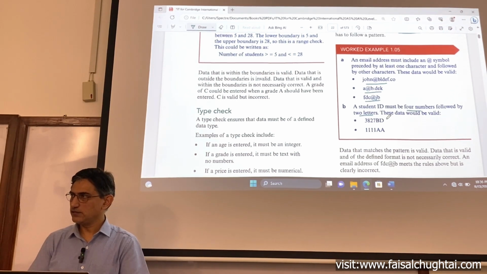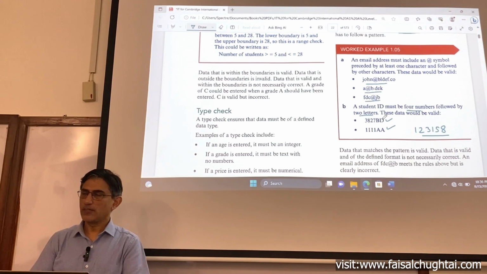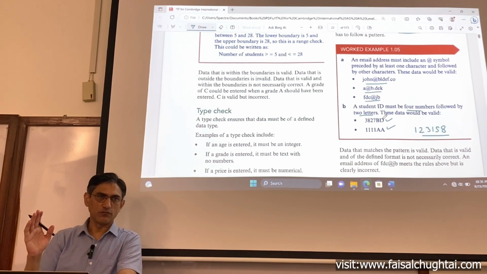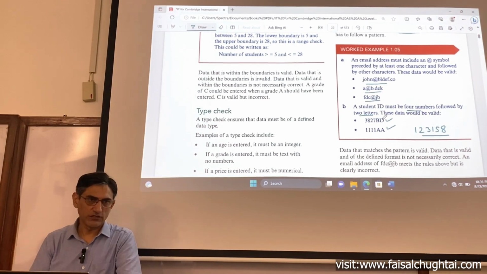Is this ID correct then? Is this ID correct? How about this ID? Is this correct? No. Because the format suggests that the student ID should be 4 numbers followed by 2 letters. So this is what the format check is.